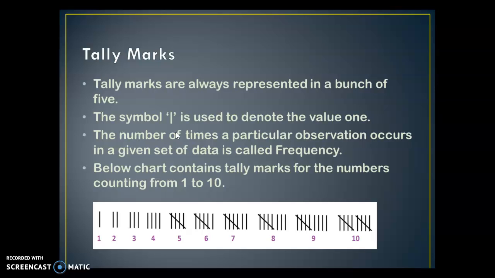So if you see here, we can see that one vertical line stands for 1. But as we move around, we can see that for the number 5, the tally mark is represented as 4 vertical lines, and the fifth one is crossed diagonally from first to fourth.